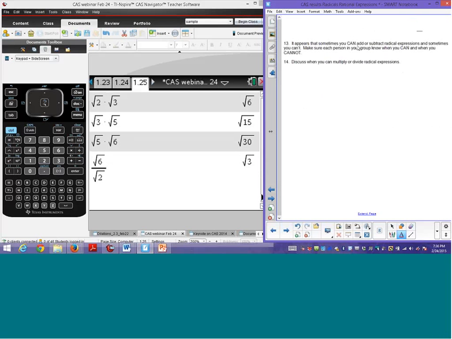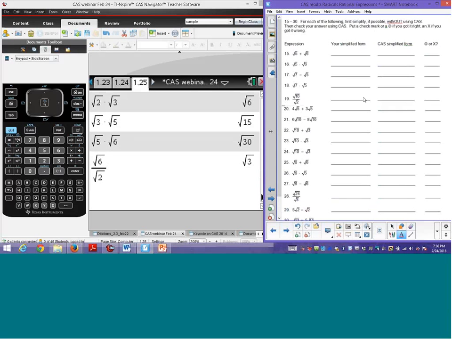It says sometimes you can add or subtract, sometimes you can't, sometimes you can multiply, divide, sometimes you can't. Discuss those, and it is hard to get them to discuss it, but keep working at that. And so finally, we get to what I would call the homework, the opportunities to learn. And it says for each of the following, simplify, if possible, without using CAS. Write your answer, then do it immediately with the CAS, smile if you're right, X if you're wrong.